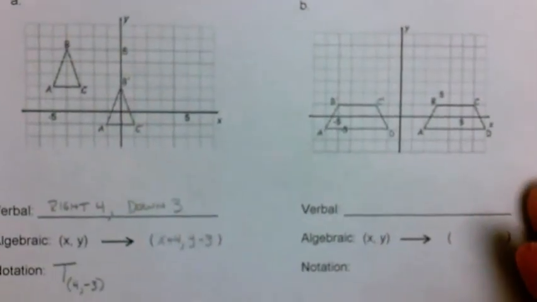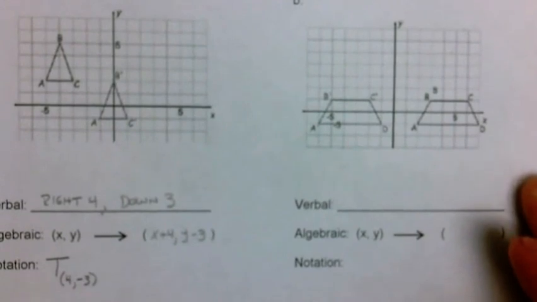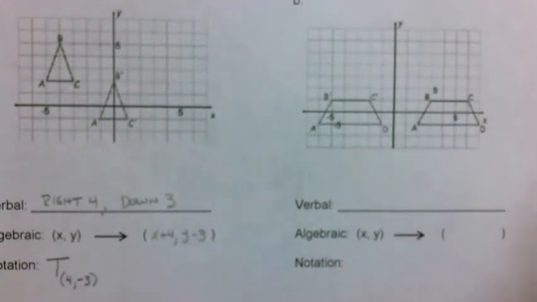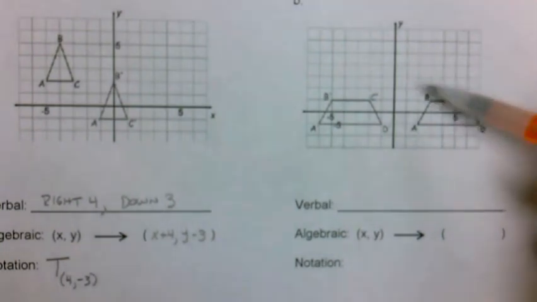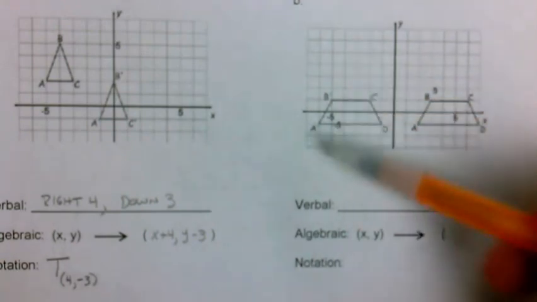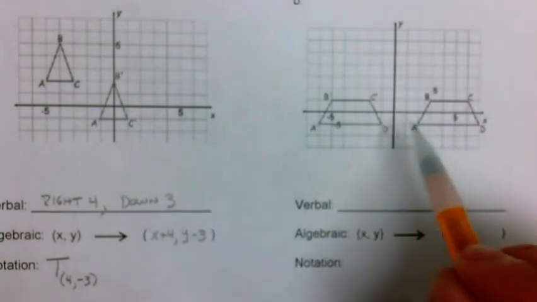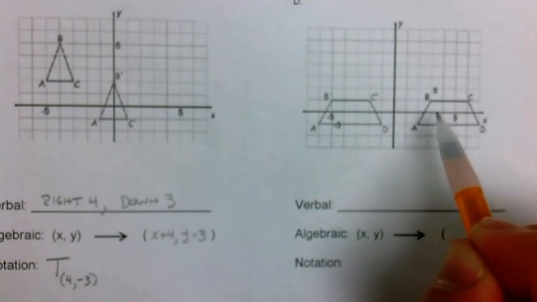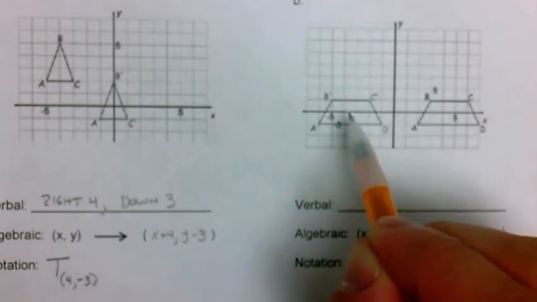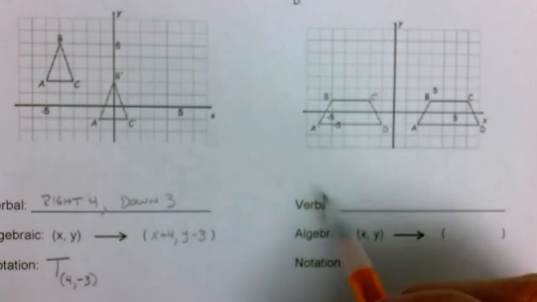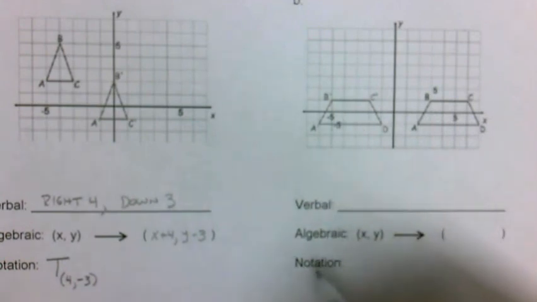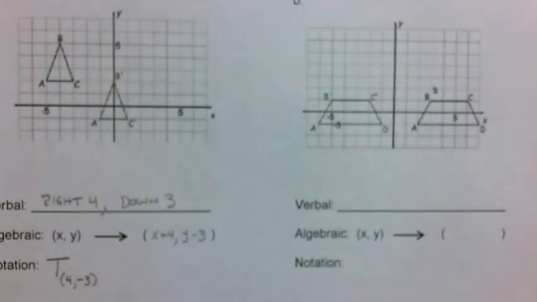How about in our example B? This time we have a trapezoid, ABCD, and its image, A prime, B prime, C prime, D prime. So this is the pre-image, ABCD, and this is the image, A prime, B prime, C prime, D prime. How did this trapezoid translate or slide over to this trapezoid? Okay, so we're going to give our verbal rule, our algebraic rule, and the translation notation.